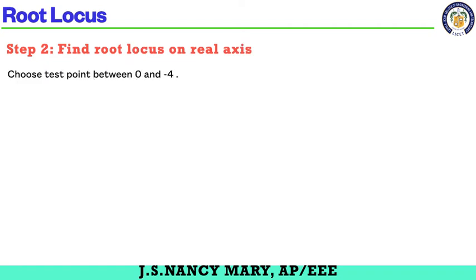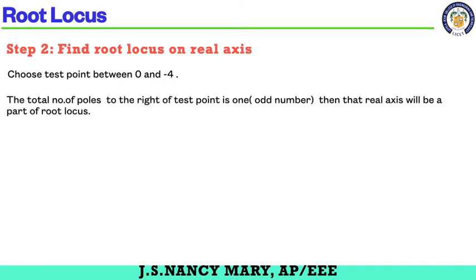In step 2, find the root locus on the real axis. Choose a test point between 0 and minus 4, and find how many poles and zeros are to the right of the test point. There is only one pole, which is an odd number, so this will be a part of the root locus.